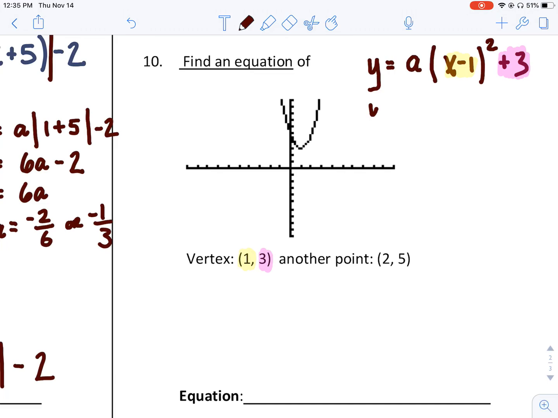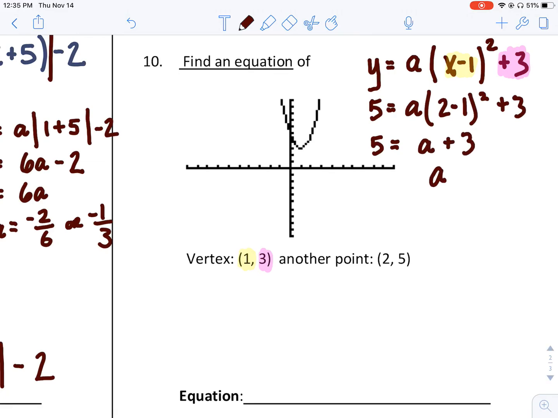So I'm going to substitute in for y. I put 5 in for y, and I don't know a, and I put 2 in for x. So 2 minus 1 squared plus 3. That's going to give me 5 is equal to, 2 minus 1 is 1, 1 squared is 1, so that will just be a plus 3. So a for number 10 would be 2. Can anybody second that out there? You didn't do it yet, did you? Well, we'll see. I'm sure someone will let me know in the comments if it's wrong. But yeah, a is 2.